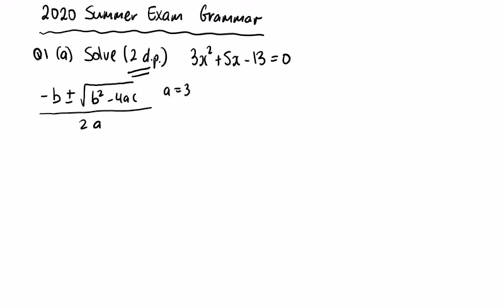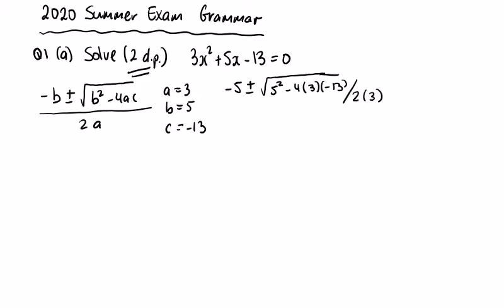So a is equal to 3, b is equal to 5, and c is equal to minus 13. So minus 5 plus or minus the square root of, you can put minus 5 to be squared in if you want, but it's the same as 5 squared, minus 4 by a by c, and that's all divided by twice a. So minus 5 plus or minus the square root of 25, and 12 13s are 156, so 25 and 156 is 181, divided by 6. So type these both into your calculator, and the answers that you should come up with are x is equal to 1.41 and minus 3.08.